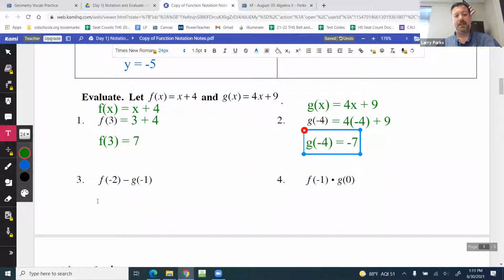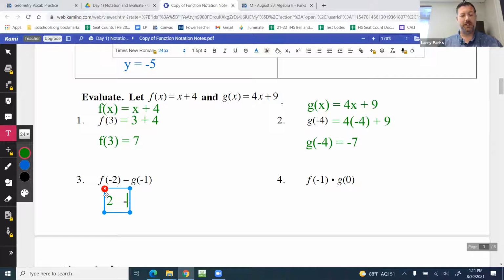Okay, so it's actually pretty easy. All the number in parentheses means is plug it in for x. So here, I'm going to plug -2 in, and this one I'm not going to show as much work. I'm going to take -2 and plug it into the f function. What is -2 plus 4? That's 2. So f of -2 is 2.